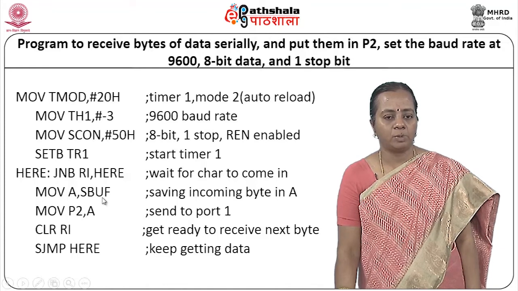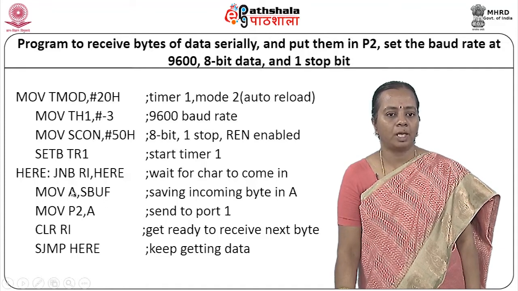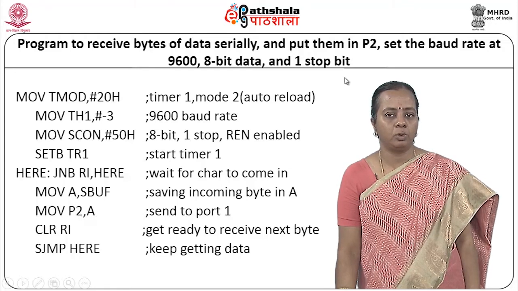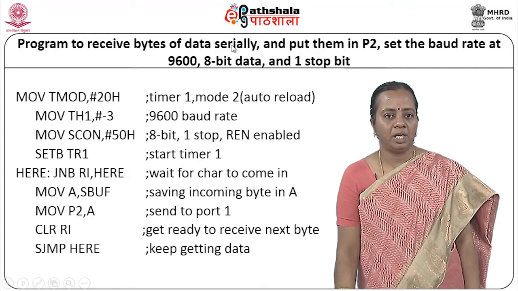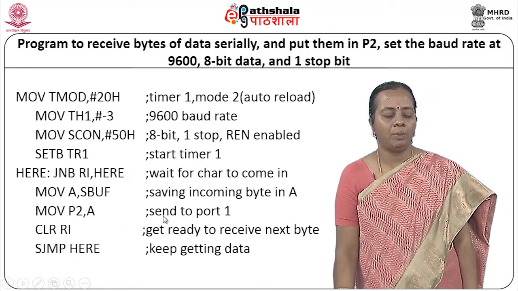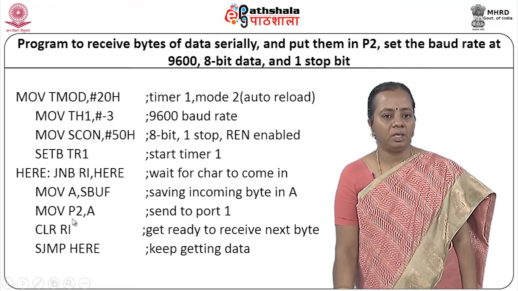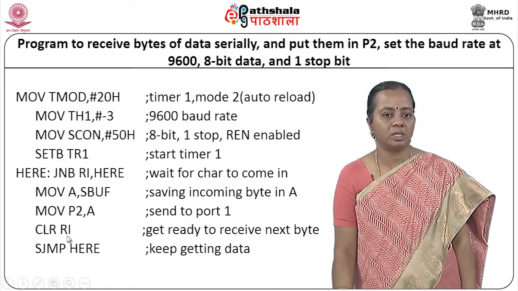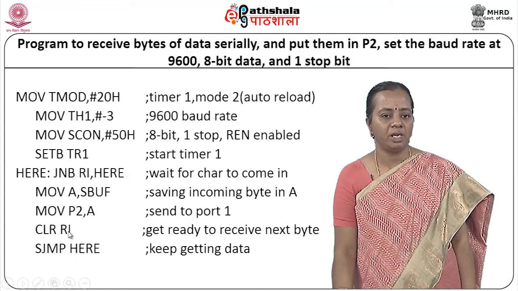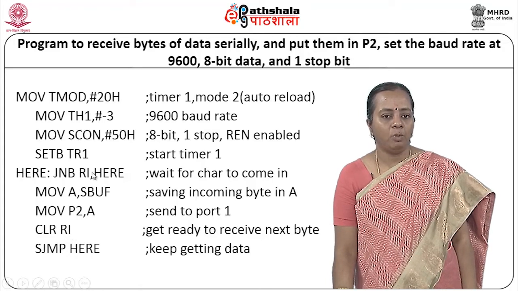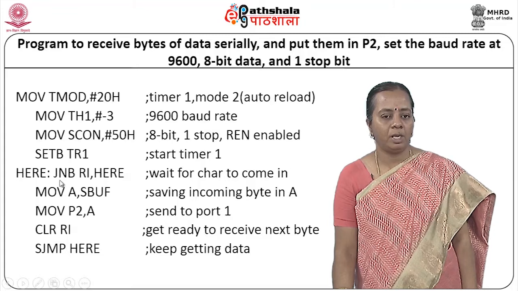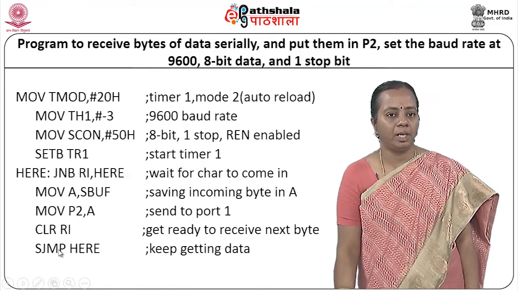There, MOV A, SBUF: whatever the content of SBUF is moved to the accumulator. MOV P2, A: now the accumulator content is placed at P2, because our program says to read the data serially and put it in P2. After reading the data, I clear the RI flag. Otherwise we would think the data has arrived again. Then SJMP here, so we will be ready for the next data. Once it is received, we put it in P2 and clear the flag, and go back again. This is the way we receive the data continuously.